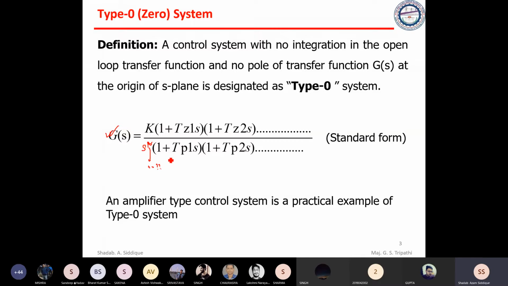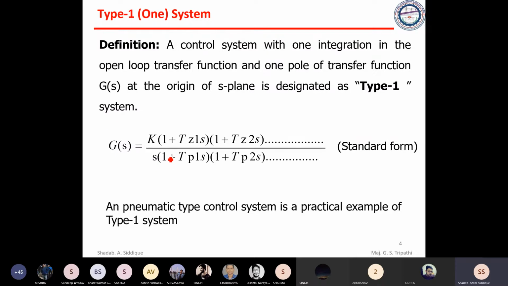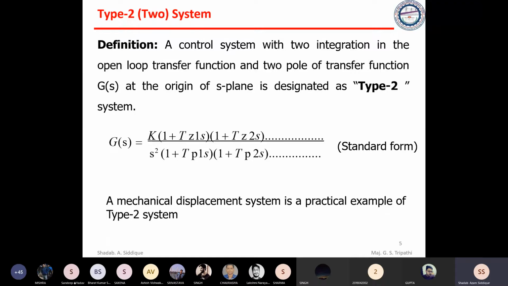Now the practical examples. We went through different types of systems. A type 0 system is called a practical system, an amplifier type control system. The other one, the type 1 control system, is a pneumatic type control system, and that is a practical example of a type 1 control system. And we also went through the type 2 control system, called a mechanical displacement system, which is a practical example of a type 2 system.